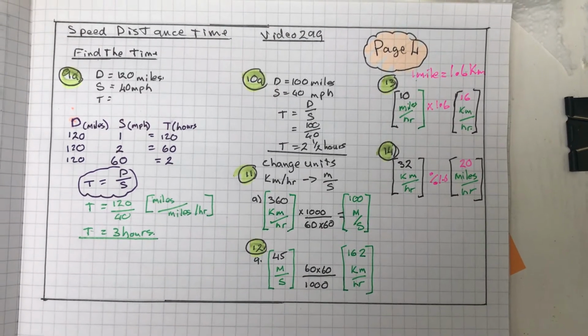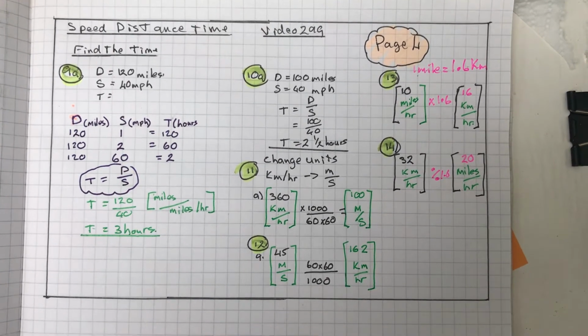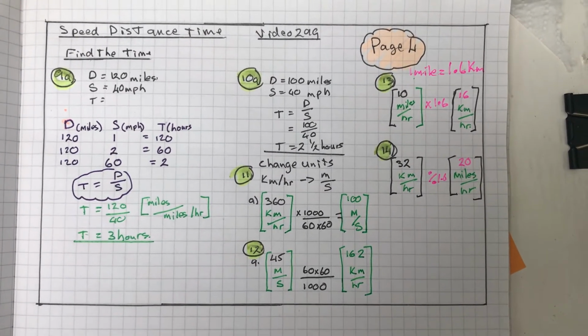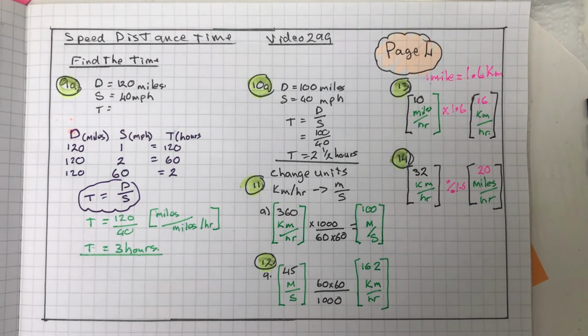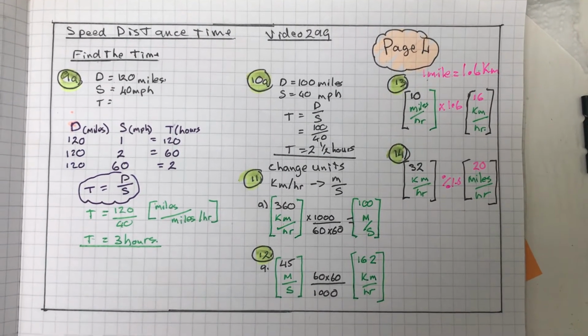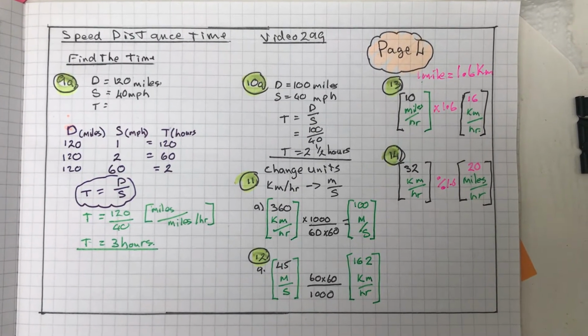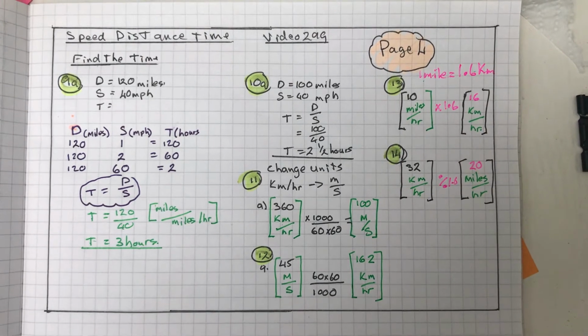If I travel 360 kilometers per hour, can I convert that to meters per second? Well, let's break it down. 360 kilometers, what's that in meters? Well, 1 kilometer is 1,000 meters, so if I times it by 1,000, that tells me how many meters I would travel in an hour.